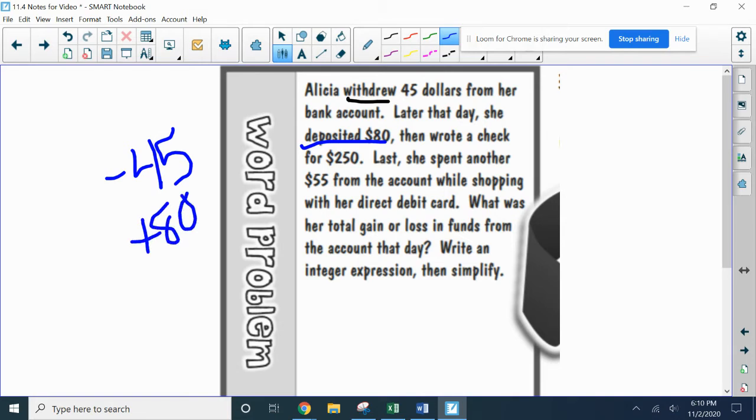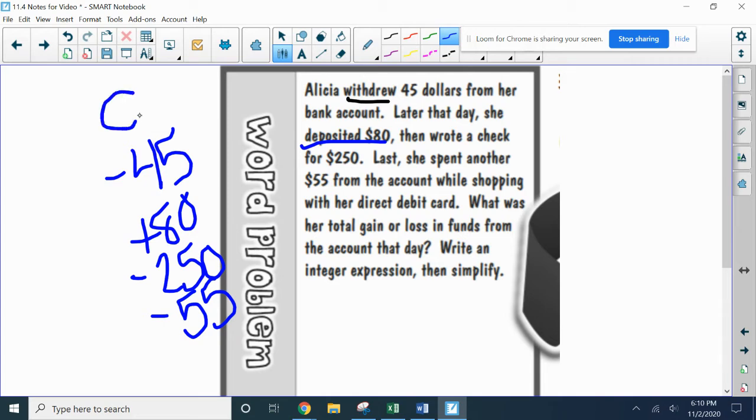Then she wrote a check for $250, which means she lost $250. Last, she spent another $55, so she's losing money from her account. What was her total gain or loss in funds from the account that day?